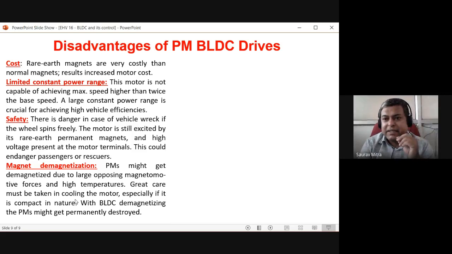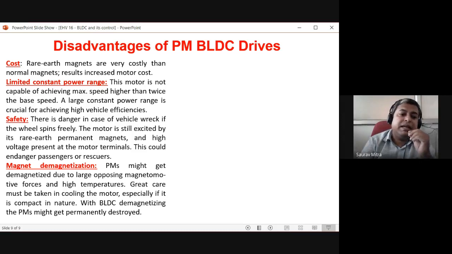Magnet demagnetization. A very simple question: what happens if the permanent magnet gets demagnetized? Because it is not going to have magnetism forever. And there are a lot of demagnetizing effects happening inside the motor. What it says is, permanent magnets might get demagnetized due to the large opposing magnetomotive forces and high temperatures. So high opposing magnetomotive force and temperature are the negative things which might reduce the performance of this motor.